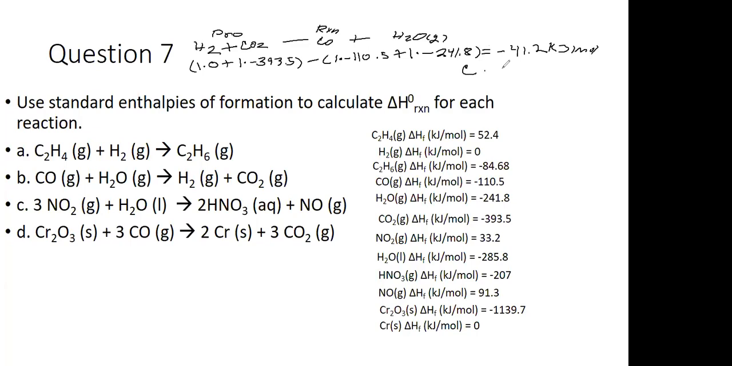C is negative 136.5 kilojoules per mole. D is 290.7 kilojoules per mole. These are all delta H's. So that is how we can use delta H of formation to calculate a delta H reaction.